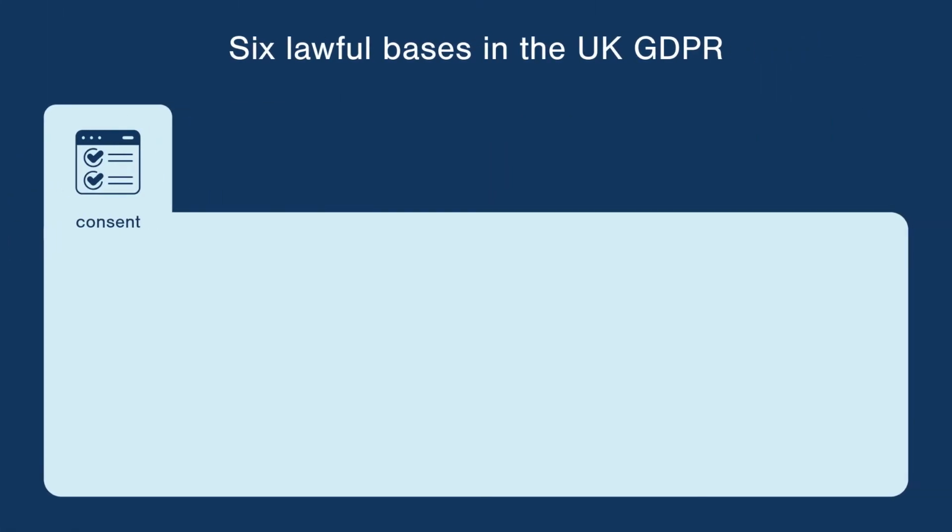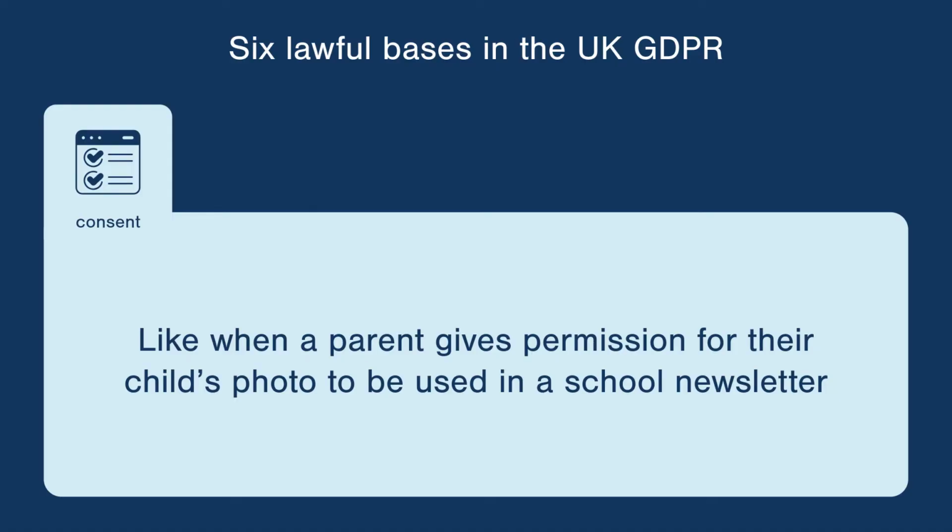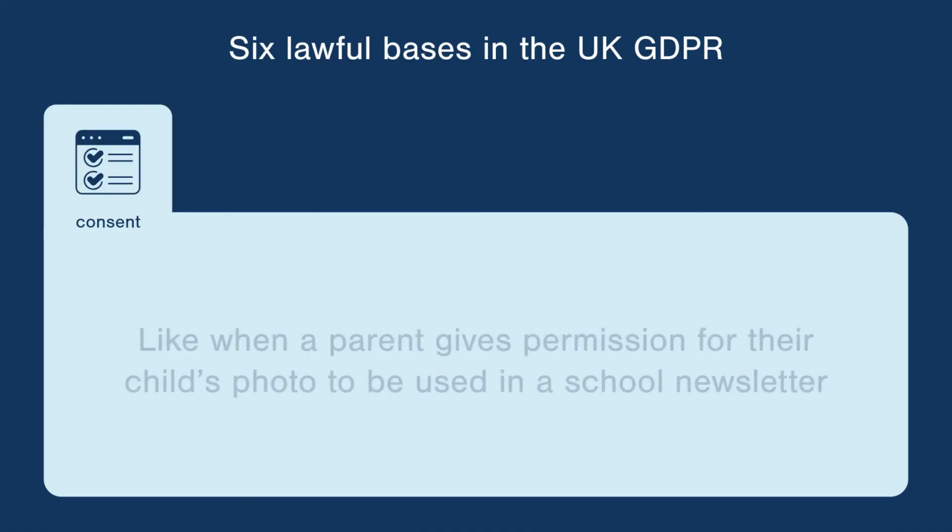Let's go through each one. The first is consent. This is when you ask someone to agree to you using their data and they agree. Like when a parent gives permission for their child's photo to be used in a school newsletter.